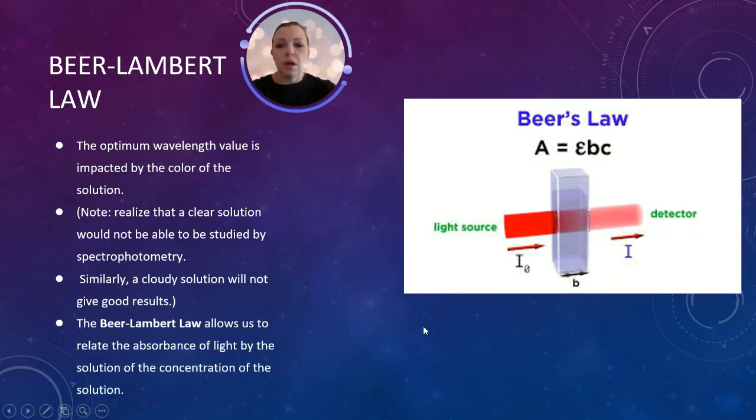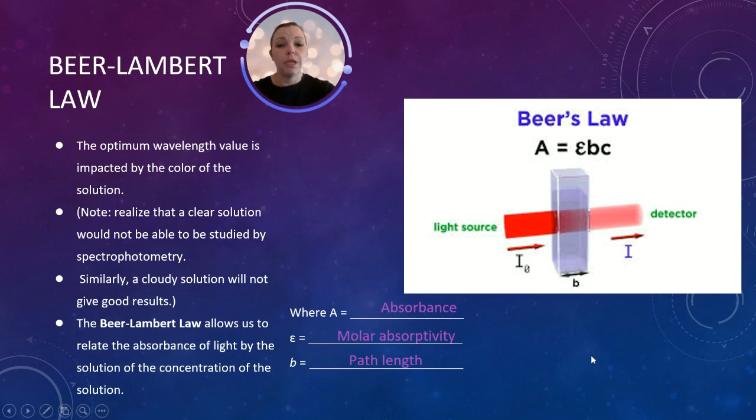So the Beer-Lambert law allows us to relate the absorbance of light to the concentration of the solution using this equation here. Okay, so A is absorbance. This E here, that kind of backwards 3, is molar absorptivity. Your b is path length, and your c is concentration.